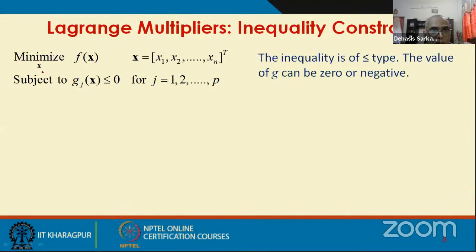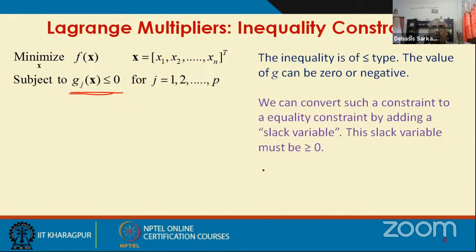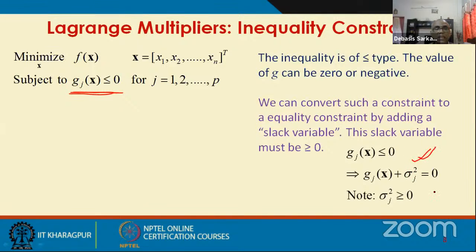Now, let's have inequality constraint. Now we know that we can always convert this inequality constraint to an equality constraint by adding a slack variable. So g is less or equal to 0. So we can always add a non-negative term to g such that the right hand side equals 0. That non-negative term is known as a slack variable. So I can add one term sigma square, where sigma square is greater or equal to 0, to make g equal to 0.